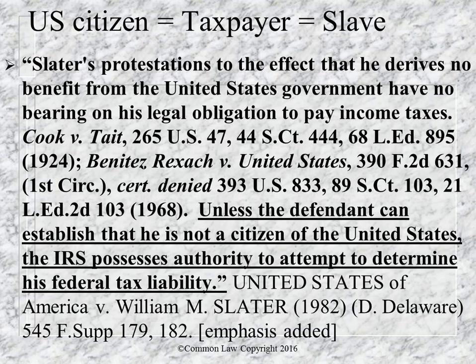Okay, 1982. Slater's protestations to the effect that he derives no benefit from the United States government have no bearing on his legal obligation to pay income taxes. Unless the defendant can establish that he's not a citizen of the United States, the IRS possesses authority to attempt to determine his federal tax liability. And so, U.S. citizens are taxpayers. And that means they're a slave.